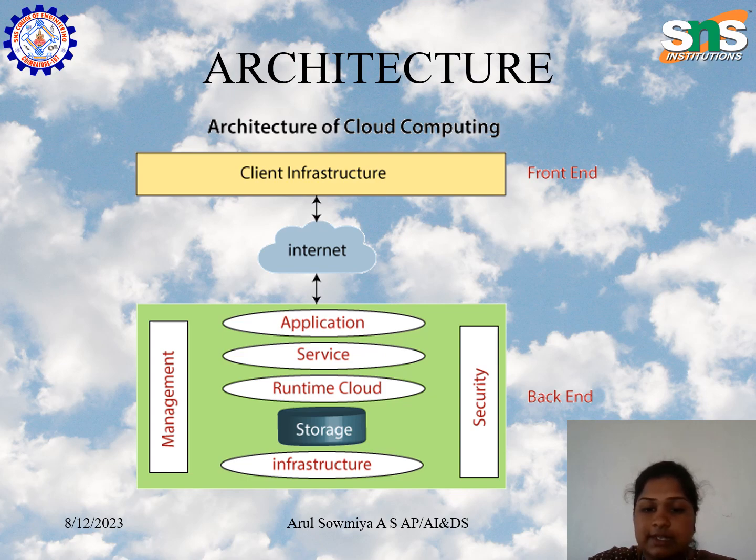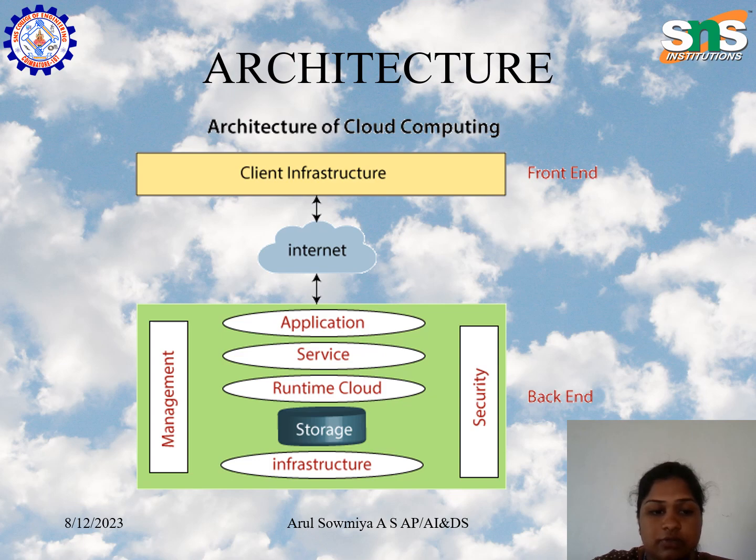So in this, first we see the client infrastructure. The client infrastructure is a front-end component and it provides a GUI, and it helps users to interact with the cloud. Then coming to the back-end process, the first one is application. Application is nothing but any software or platform which a client wants to access. And the next one is service. Service manages which type of services we can access according to the client's requirements.